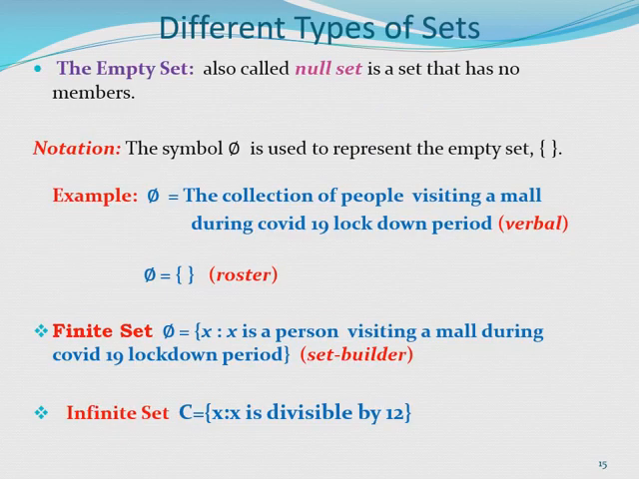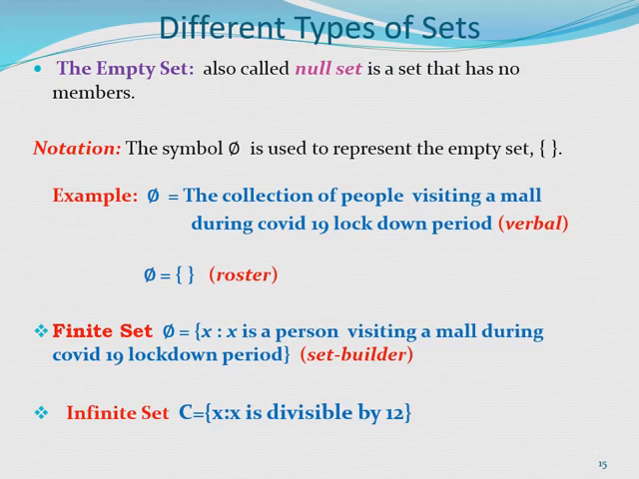Different types of sets. The broad classification consists of finite sets and infinite sets. A finite set is a set which has finite number of elements. You can count the number of elements. While an infinite set is a collection of elements which cannot be counted. The set contains several elements and there is no end to it. So the empty set. The empty set, also called null set, is a set that has no members.